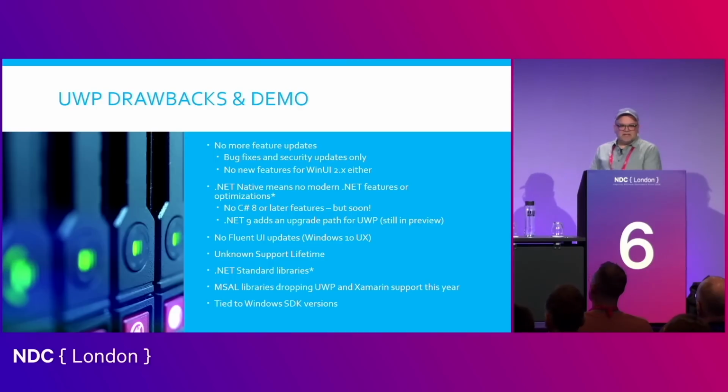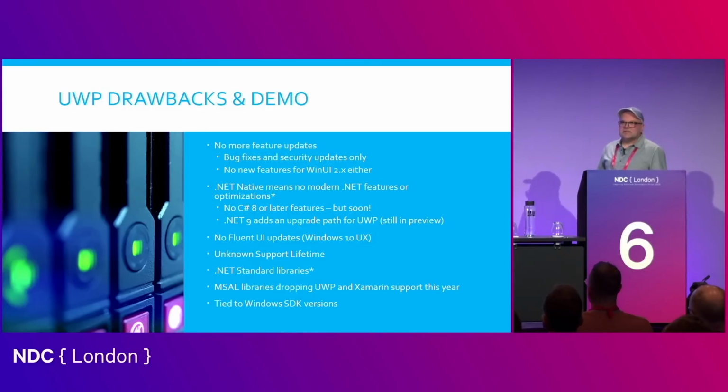.NET Native, if you stick with that, it means that you don't get the modern .NET features. You don't get any C# language features after C# 8 with .NET Native. And so .NET 9, if you upgrade to that, you'll get all the latest C# features. There's no Fluent UI updates. So like I said, it looks more like Windows 10 than Windows 11. The support lifetime is unknown. It's supported for now, but there's no timetable for retiring it, but that's kind of an unknown hanging out there.